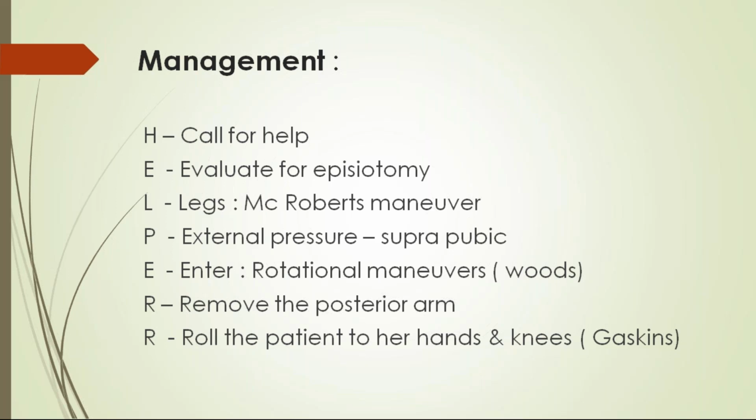If McRoberts maneuver and suprapubic pressure fail, we'll go for rotational maneuvers, that is Wood's maneuver. Another option for delivery is first removing the posterior arm, then the anterior arm, as it is impacted under the pubic symphysis. Roll the patient onto her head, hands and knees, the all-fours position. This is Gaskin's maneuver.